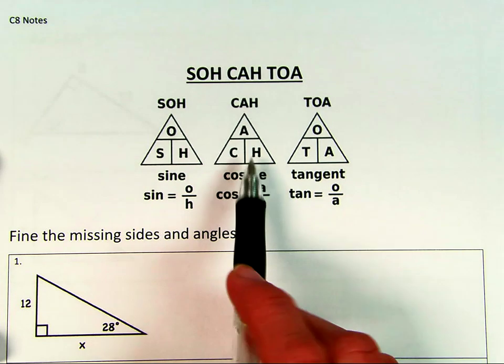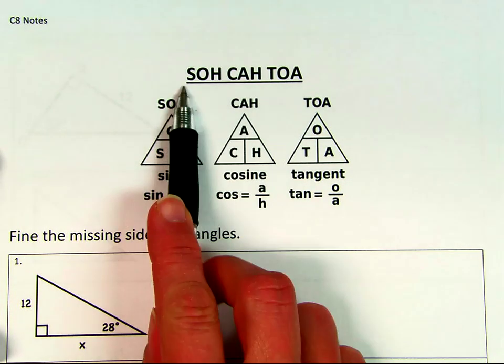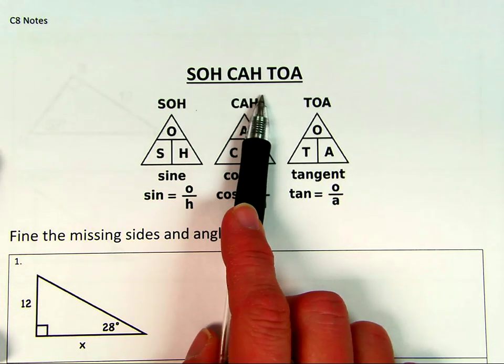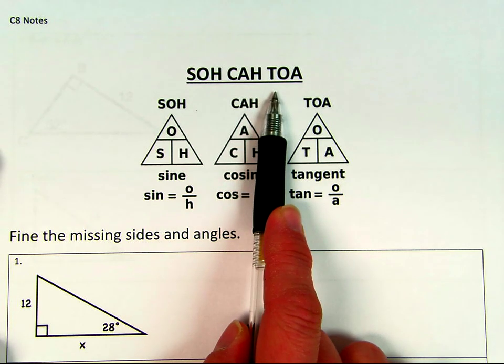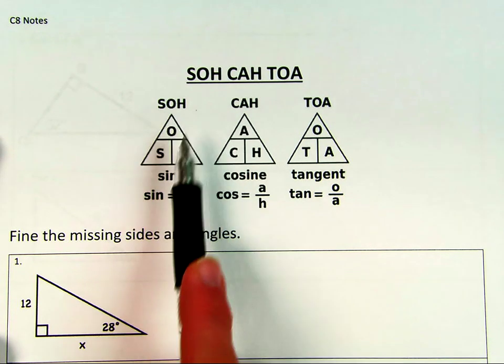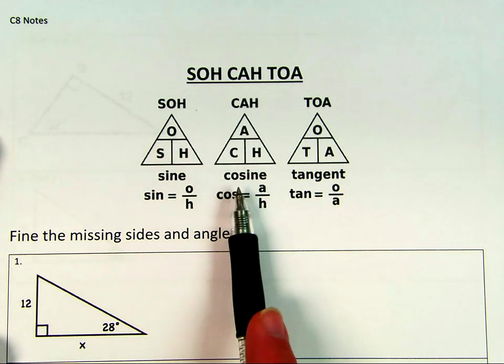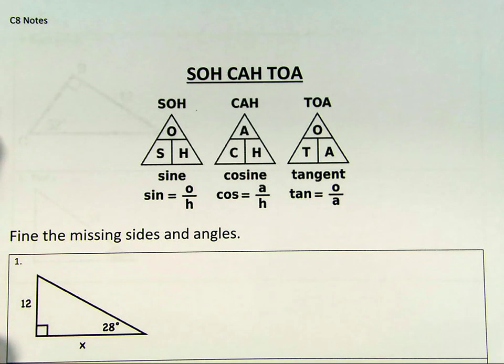So we want to refresh our brain on SOH CAH TOA. We want to know that acronym and write it on the top of the page every time we are going to solve some triangles. Remember, sine is the opposite side over the hypotenuse, cosine is the adjacent side over the hypotenuse, and tangent is the opposite side over the adjacent.